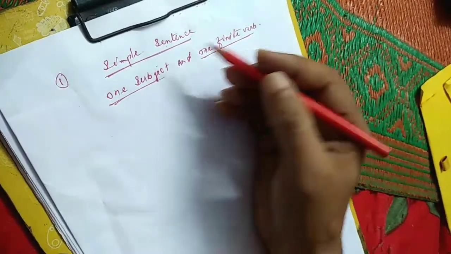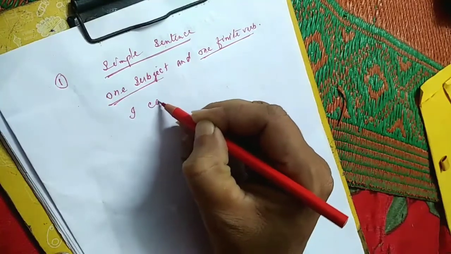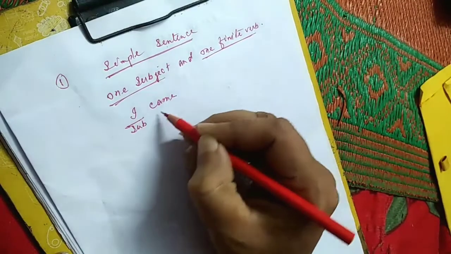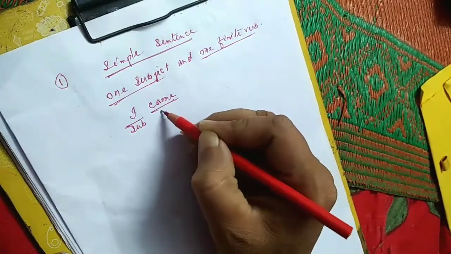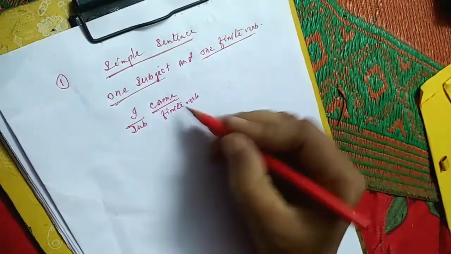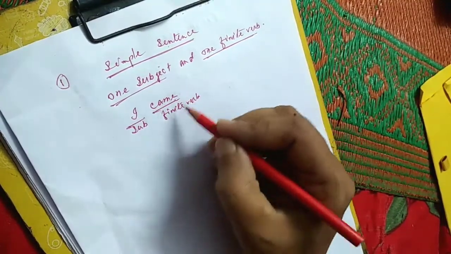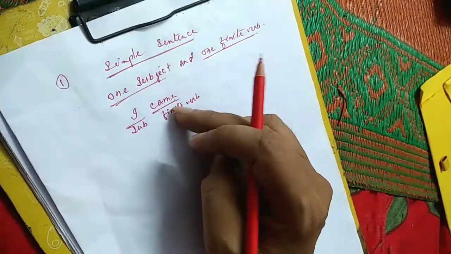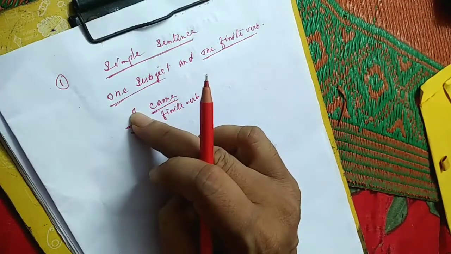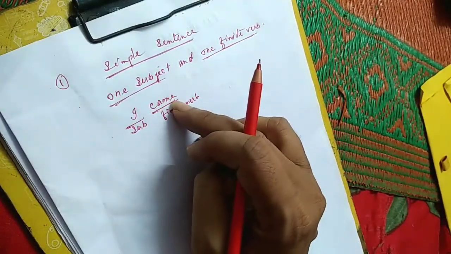Suppose one example: I came. Okay, here I is a subject and came is a finite verb. What is finite verb? Finite verb is the verb which depends on subject. If subject changes, then finite verb will be changed.